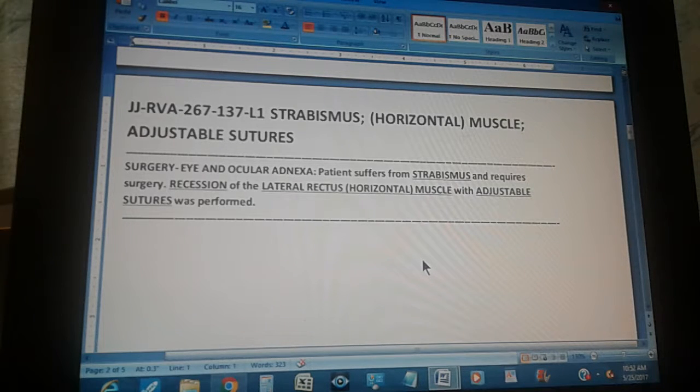Patient suffers from strabismus, which is crossed eyes, right? And requires surgery. Recession of the lateral rectus horizontal muscle, which means moving it backwards, and with adjustable sutures was performed. Adjustable sutures means those are sutures that can be adjusted in the future, right? Those are the procedures that we have to code. And now we're going to count to 3, so you can pause the video and give us the CPT codes for these procedures, right? So 1, 2, 3.